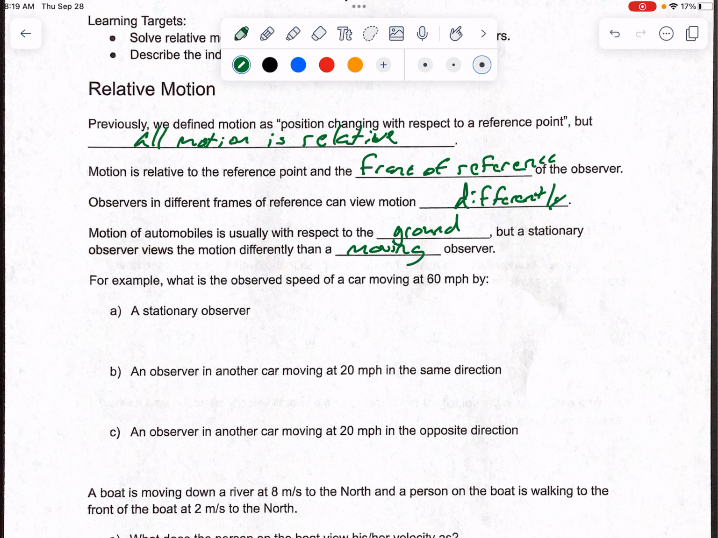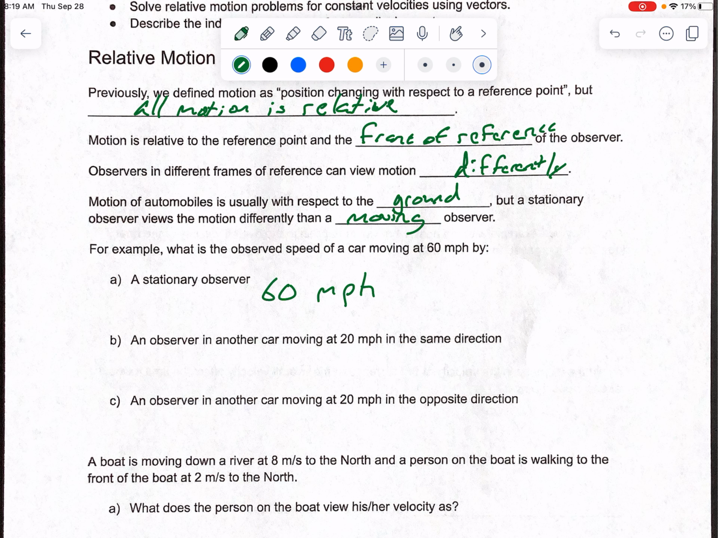A stationary observer, someone standing still, sees a car go by at 60 miles per hour. That means they're going to see it go by at 60 miles per hour. They're not moving, so nothing's really changing. Now, as soon as you start adding movement, it can affect things. If I take that observer and put them in a car that's going 20 miles per hour to the right, and the other car is going 60 miles per hour to the right, now that frame of reference is going to change a little bit.